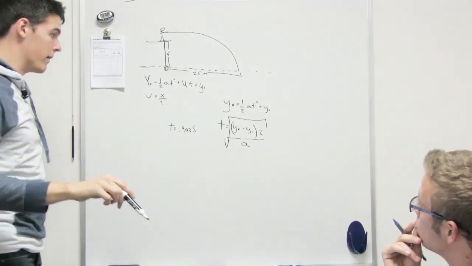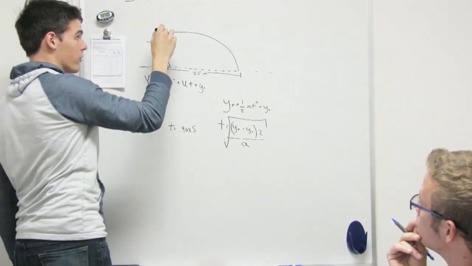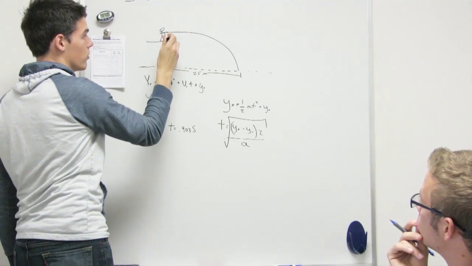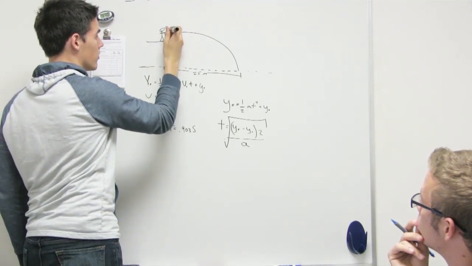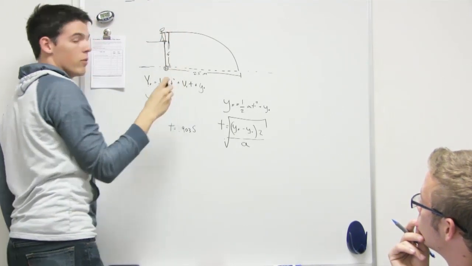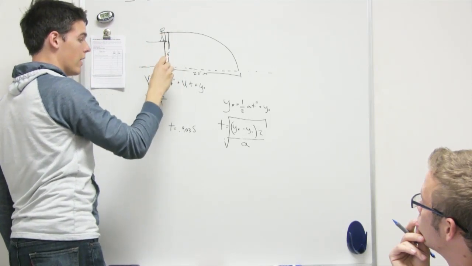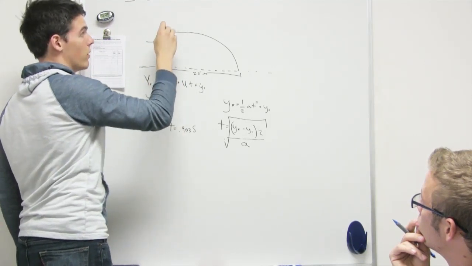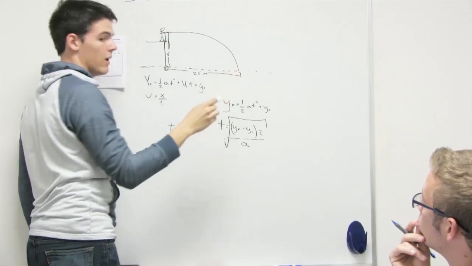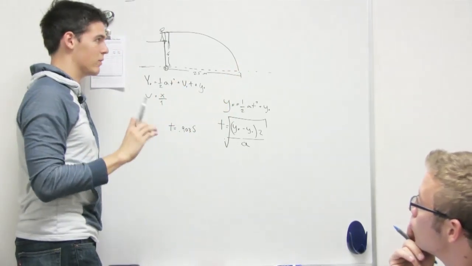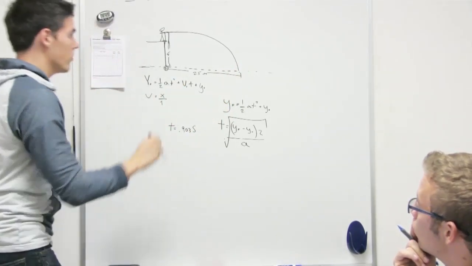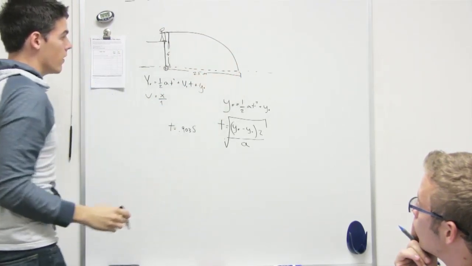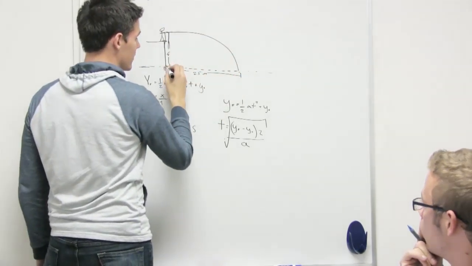This is where it gets trippy. This is 4 meters. The time for the ball to get from here to here is 0.9 seconds. The time for the ball to get from here to here is also 0.9 seconds. That's the trippy part.